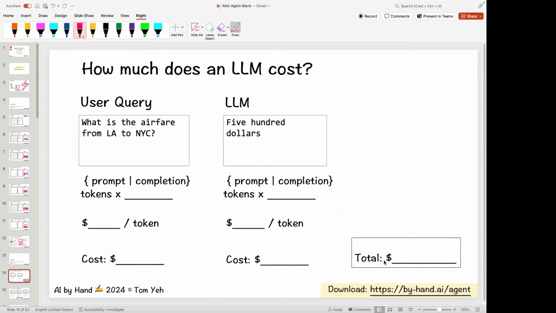In a typical large language model, you have a user query, for instance, what is the airfare from LA to NYC? That's a query you'd like to submit to a large language model, and the large language model can respond with, okay, $500.